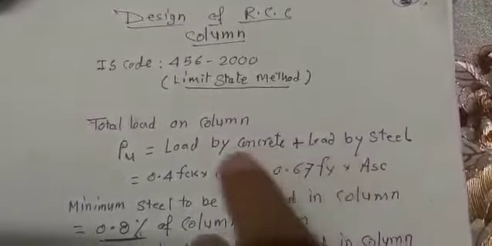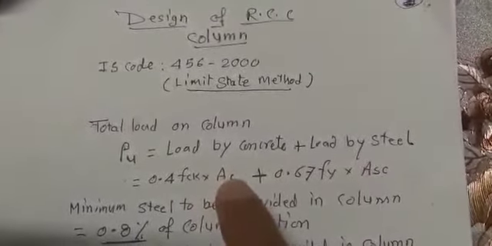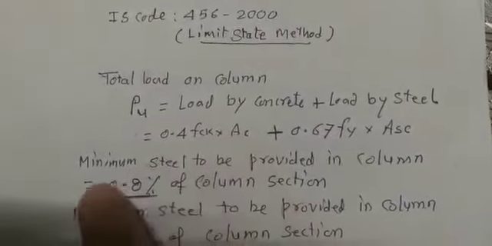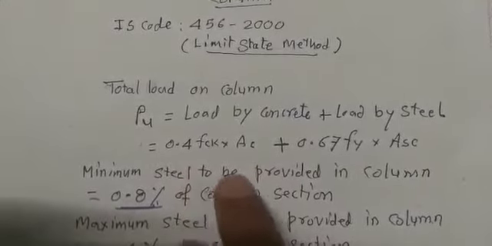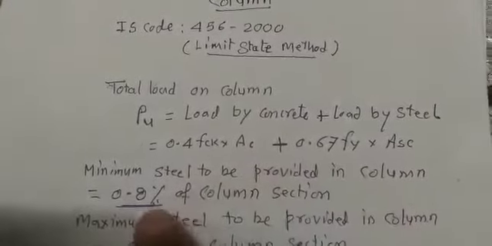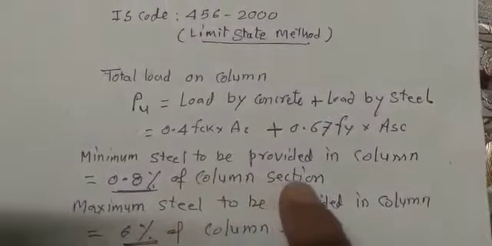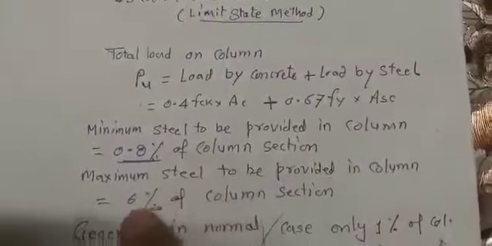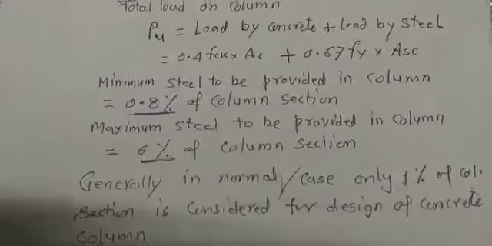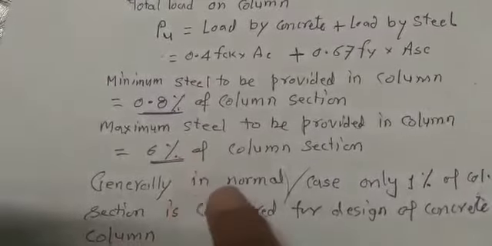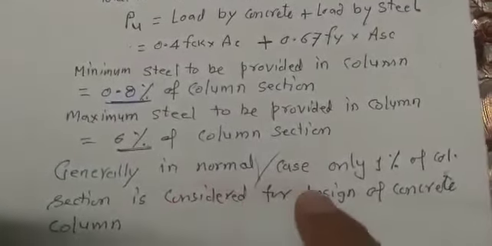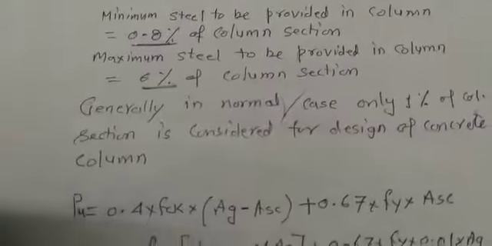where Asc is the area of steel in compression and Ac is the area of concrete. The minimum steel as per the code to be provided in the column is 0.8% of the gross column section. The maximum steel is generally taken as 6% of the column section. Generally, in the normal case, only 1% of the column section is considered as steel for the design of the column.